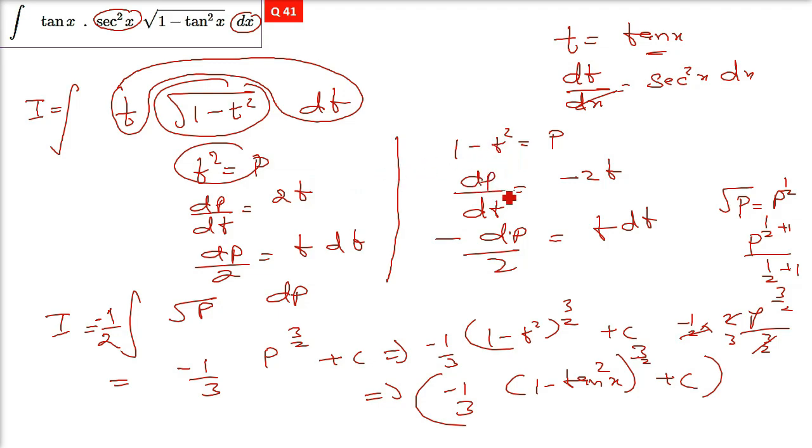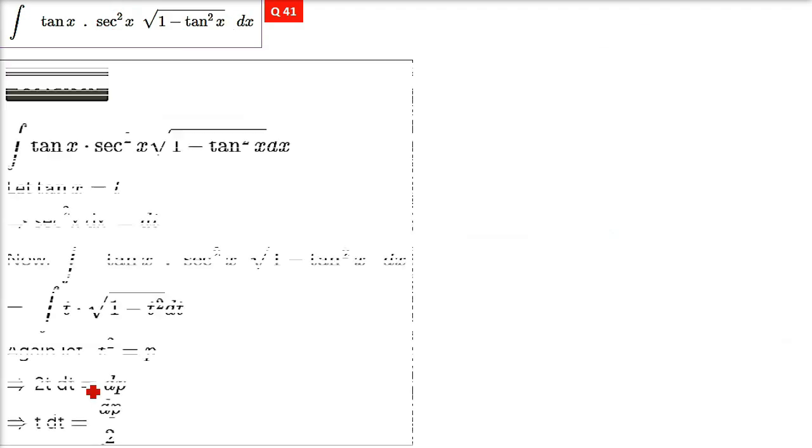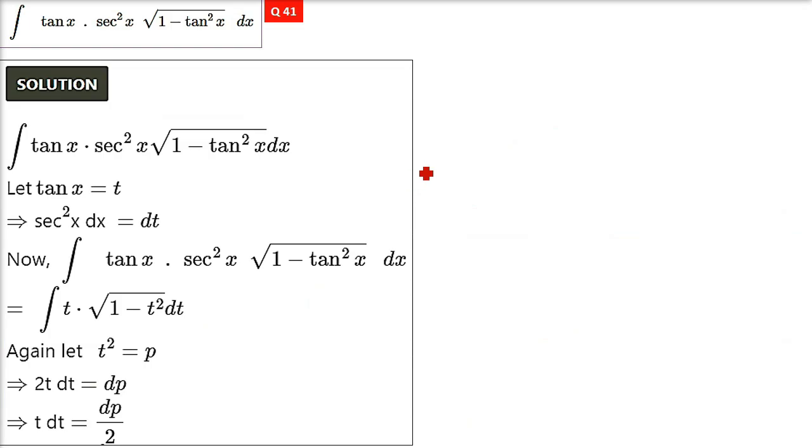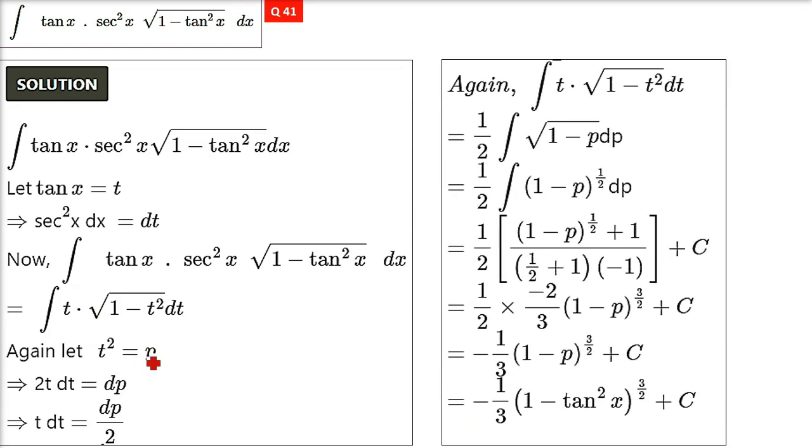1 minus t square equals to p will make all your life easier when you solve this kind of questions if it ever comes in your examination. Now this result, when you put this t square equals to p, then this is the result which I actually not solved. I explained you the other solution. This is another solution, but the answer will remain same.